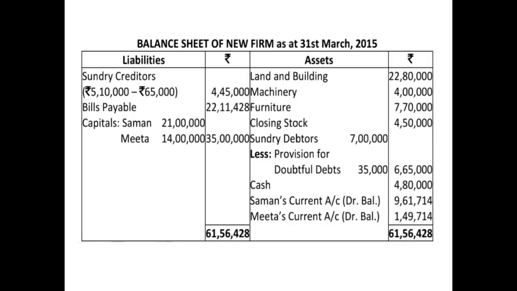Now this is the balance sheet of the new firm. On the asset side, you can see the revalued value of land and building, machinery, furniture, stock. Then debtors, you have deducted the provision which was not earlier deducted. Now the net value of debtors is 6,65,000. Then the value of cash is the same.